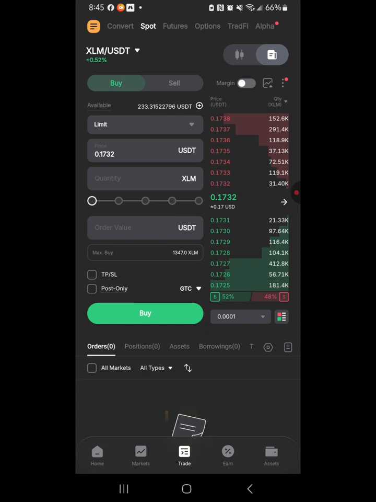It is also referred to as triangular arbitrage trading, not only centralized arbitrage. It is called triangular arbitrage in the sense that you're going to be taking advantage of the different prices of a particular cryptocurrency on one particular centralized exchange. And in this case, the centralized exchange is Bybit, and the cryptocurrency is XLM.